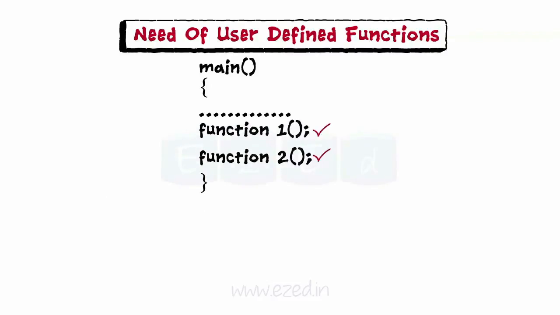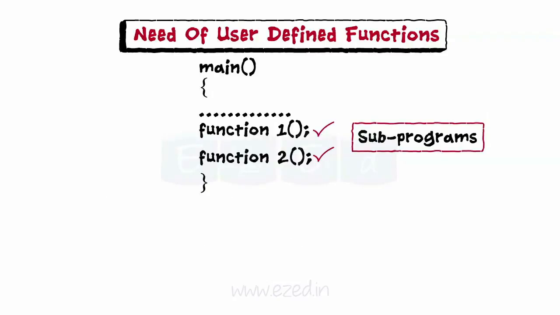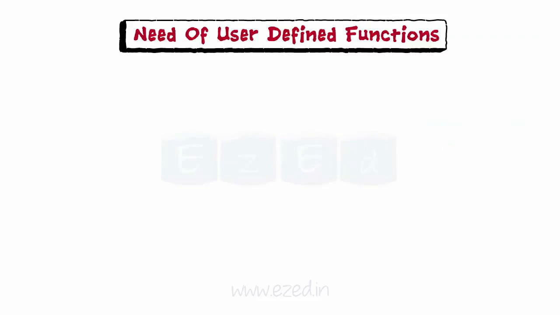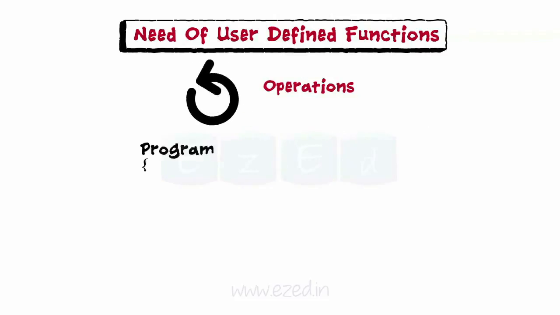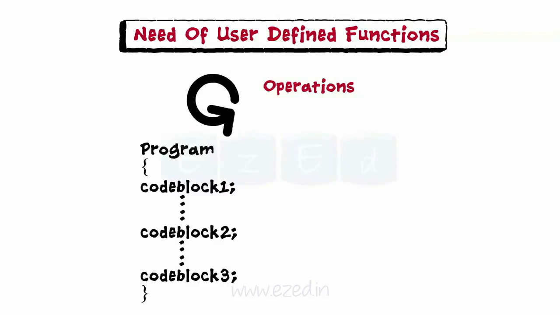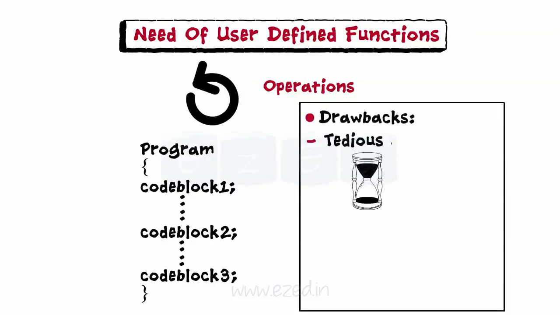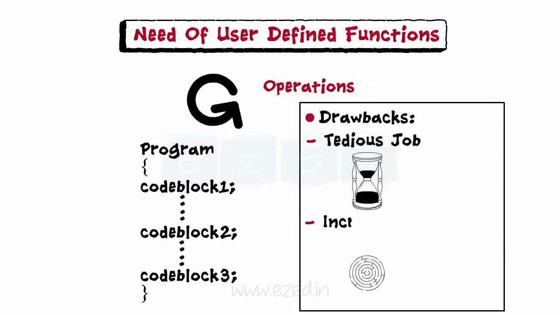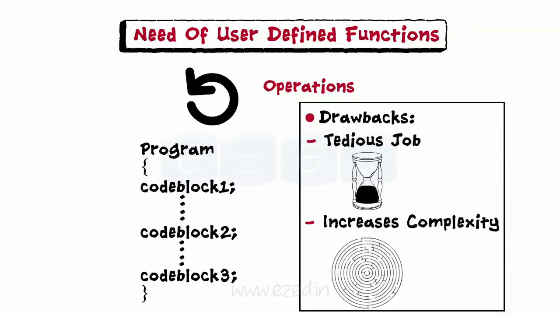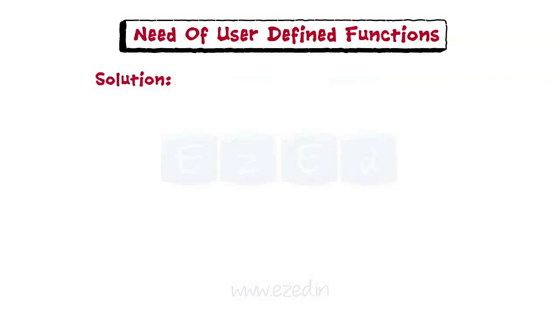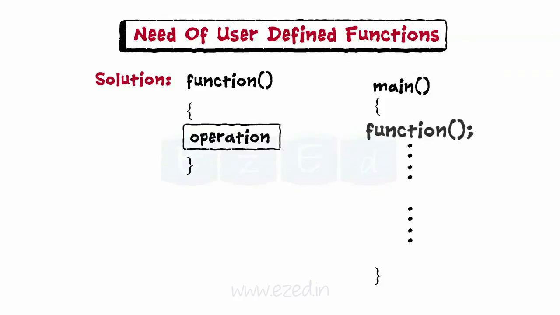These independently coded units are subprograms. In C, these subprograms are called as function. At times, we are needed to repeat certain type of operations a number of times. This is done by writing the code a number of times in the same program. This is a tedious job, and it is unnecessarily increasing the complexity of the program.